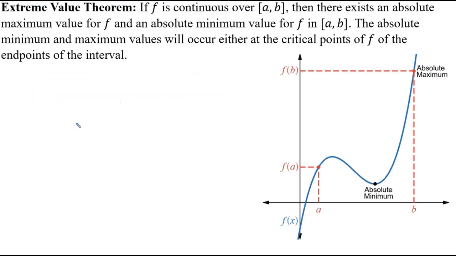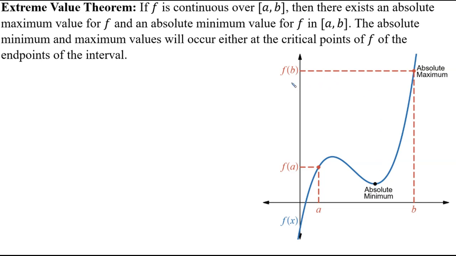Next one we're going to look at is the extreme value theorem. Again, this is something we've already dealt with. What we want to do with this lesson is put all of the existence theorems together to compare and contrast them. This one says that if f is continuous over the interval a to b, then there exists an absolute maximum value for f and an absolute minimum value for f on the interval ab. So if we're continuous on that interval, we will have both an absolute maximum and an absolute minimum, a highest and a lowest point.